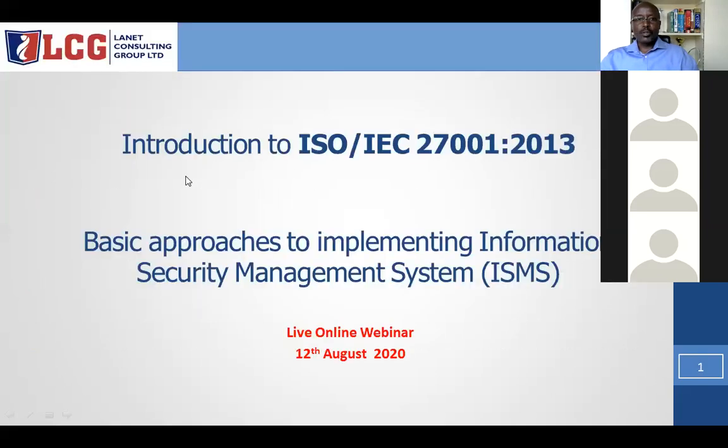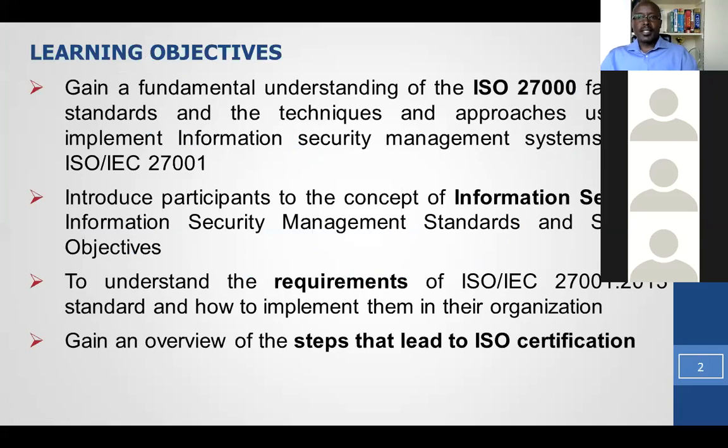Our learning objectives are to gain a fundamental understanding of the ISO 27001 family of standards. There is the ISO 27000 family of standards, out of which we have ISO 27001. Then we'll get an introduction to information security management standards and security objectives. We'll understand the requirements of ISO 27001 and how to implement them in the organization. And we'll also gain an overview of the steps that normally lead to ISO certification.